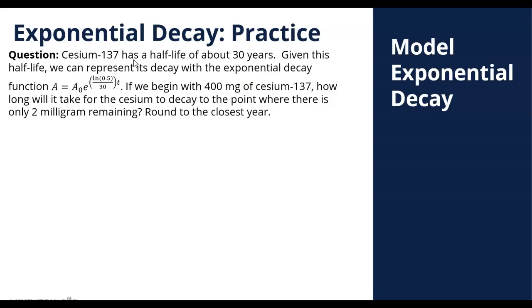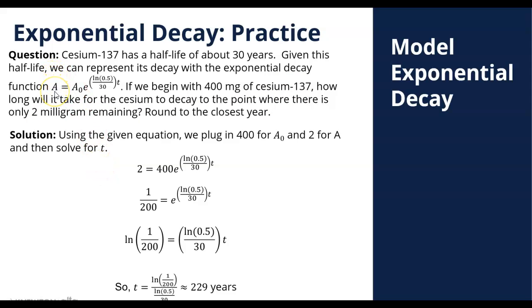Now let's consider another problem. Cesium-137 has a half-life of about 30 years. Given this half-life, we can represent its decay with the exponential decay function A equal to A sub 0 e to the ln of 0.5 divided by 30 times t. Now if we begin with 400 milligrams of cesium-137, how long will it take for the cesium to decay to the point where there is only 2 milligrams remaining?